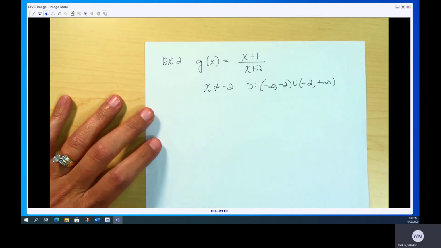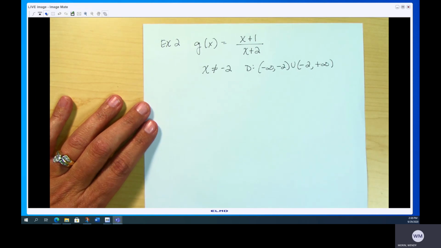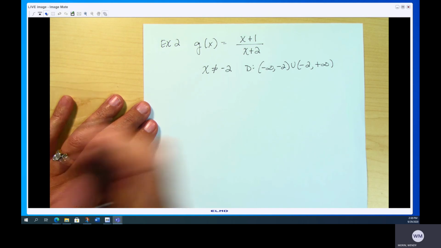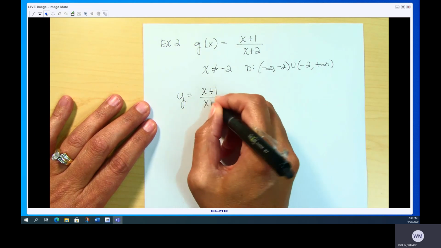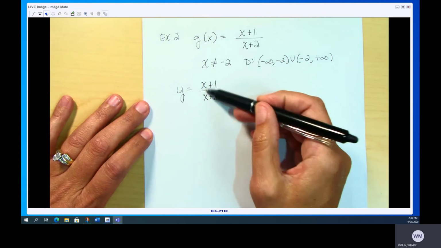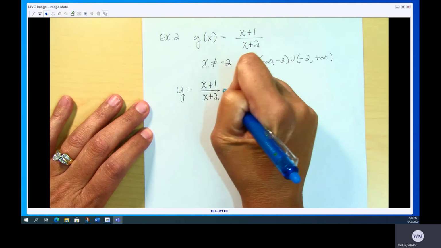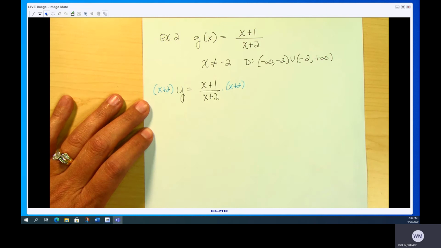Okay. Now for the range, we have to do the algebra on this because you don't know what this graph looks like. It's a non-calculator assignment. You have to show your work. I will be having you submit your work, so don't just graph it on the graphing calculator and think you're going to get the answer. So we're just going to write that as a y to make it a little bit easier, and we're going to try to solve this for x. So this gets a little bit harder because we have 2 x's here, and no, you cannot cancel those. So we're going to multiply this side by x plus 2, and we're going to multiply that side by x plus 2.